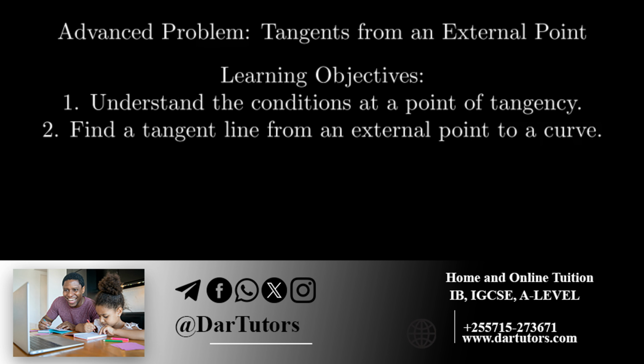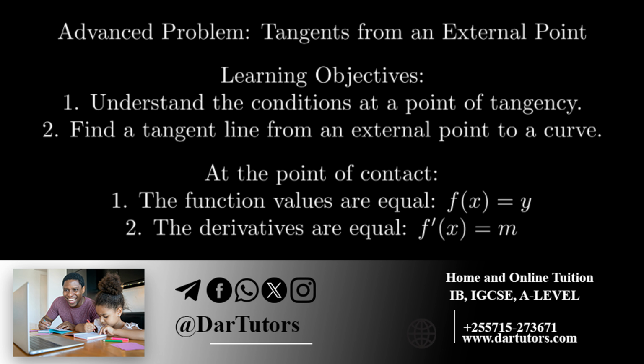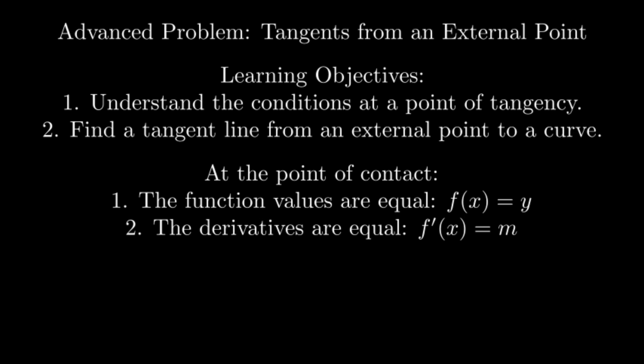Let's break down the core idea. At the specific point of contact, let's call it x, between a curve f of x and its tangent line y equals mx plus c, 2 things must be true simultaneously. First, the curve and the line must touch, so their y values are equal. Second, the gradient of the curve must match the gradient of the line, so f prime of x must equal m. These 2 conditions are the key to solving these problems.